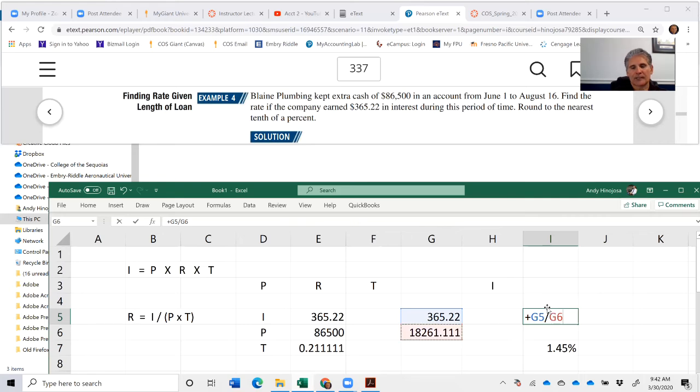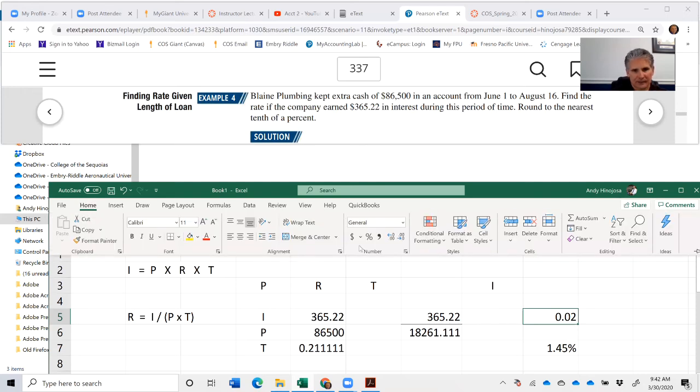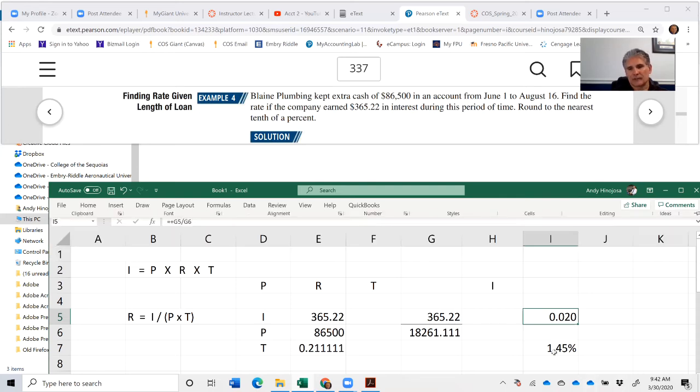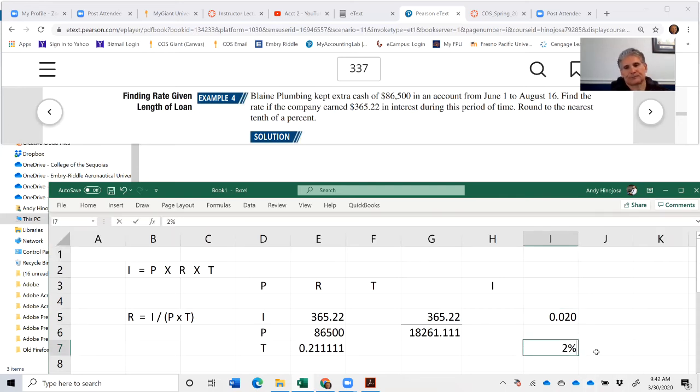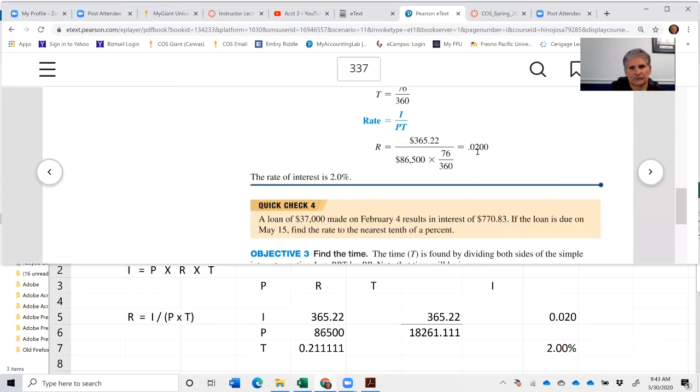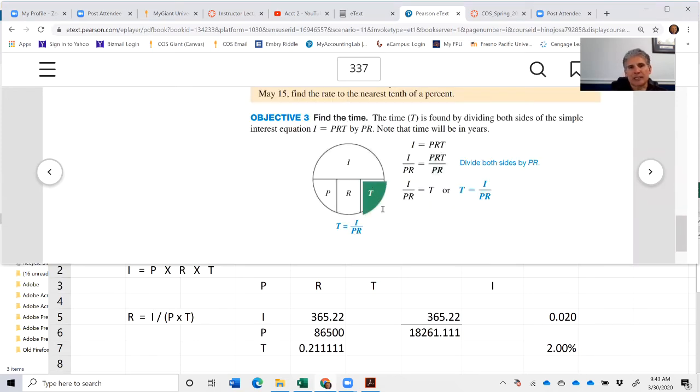Now we go ahead and solve for that. $365.22 divided by 18,261.111. And that gives us a total of 0.02. Let's see if we have any more. No, I guess it's 0.02. So according to my computations, the rate is 2%. Let's see what the book says. .02.